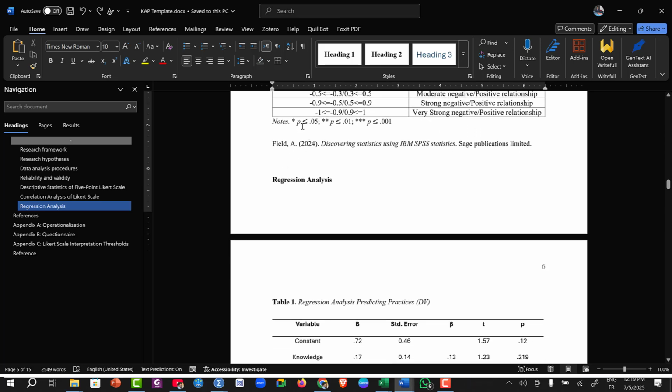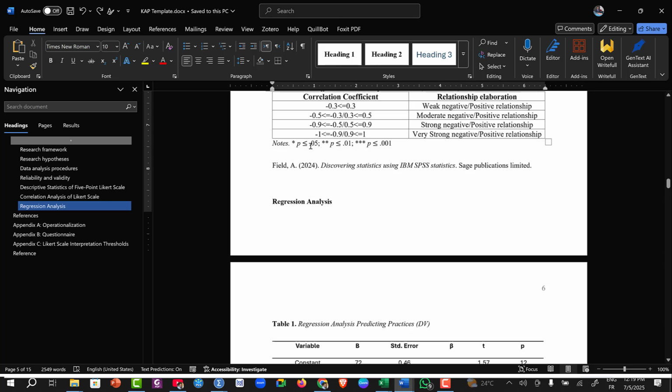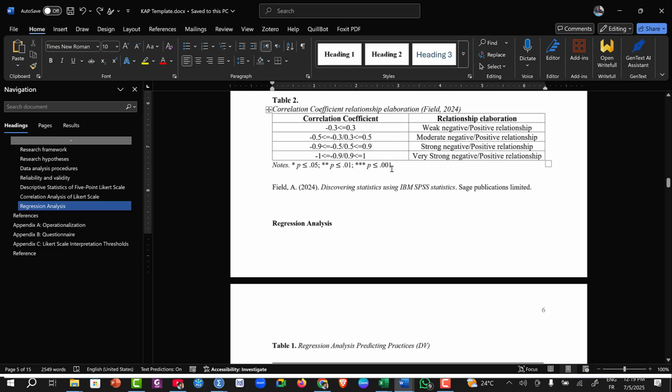So these are the different stars. One star means that the p-value is below or equal to 0.05. Two stars means that the p-value is below or equal to 0.01. And three stars means that the p-value is below or equal to 0.001.